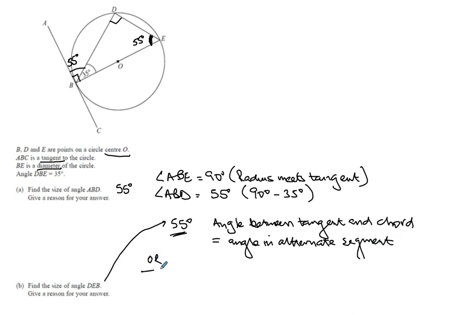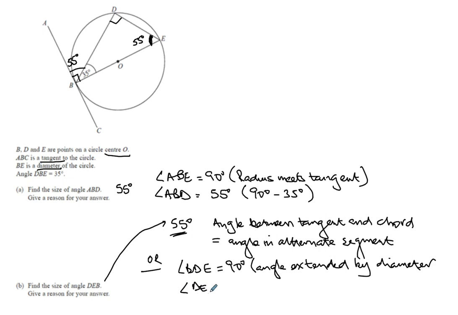Or what you could have said is why that is 90. So you say angle BDE equals 90 degrees, angle extended by diameter, and therefore angle DEB equals 55, angles in triangle add up to 180. Okay, well, that one seems to have been the easiest way to get it. It's nice when you're spoiled for choice. All right.